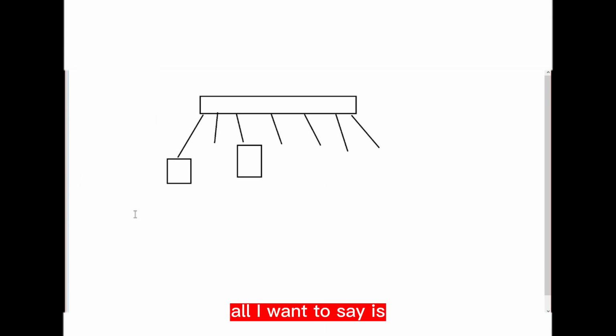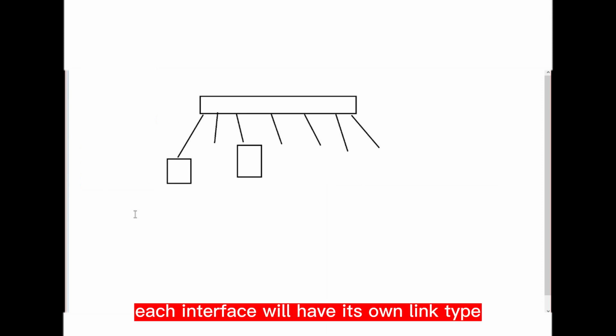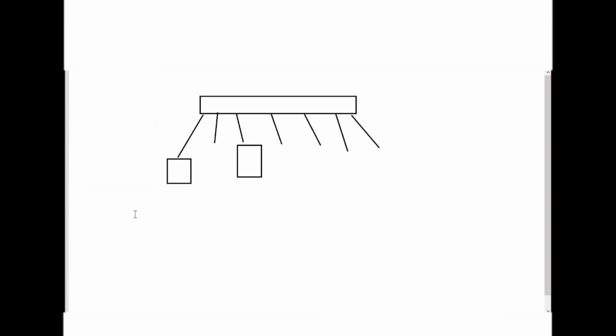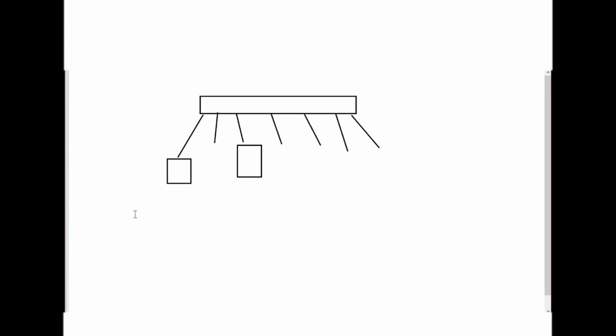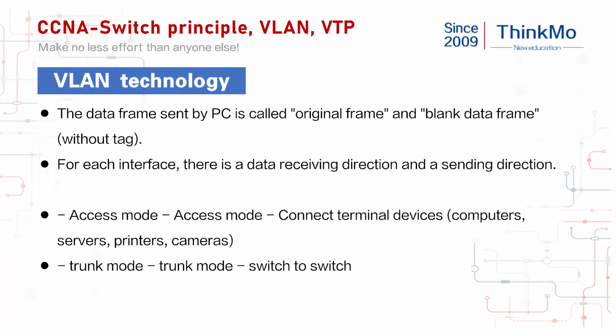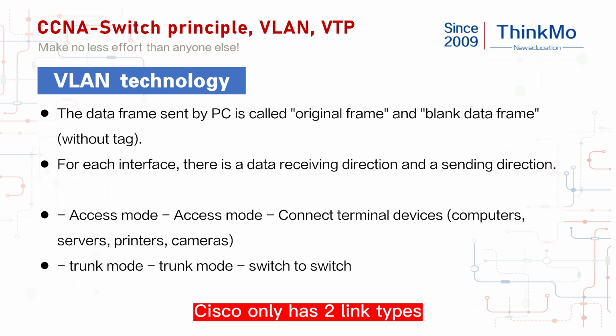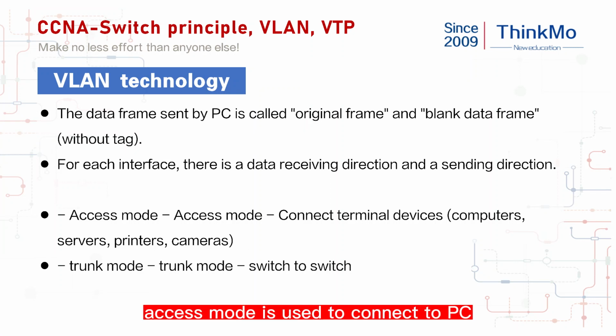All I want to say is, after we divide the VLAN, each interface will have its own link type. Different link types have different processing behaviors for data. Let's talk about them one by one. In fact, Cisco is better understood. Cisco only has two link types. The first is access mode. Access mode is used to connect to a PC.